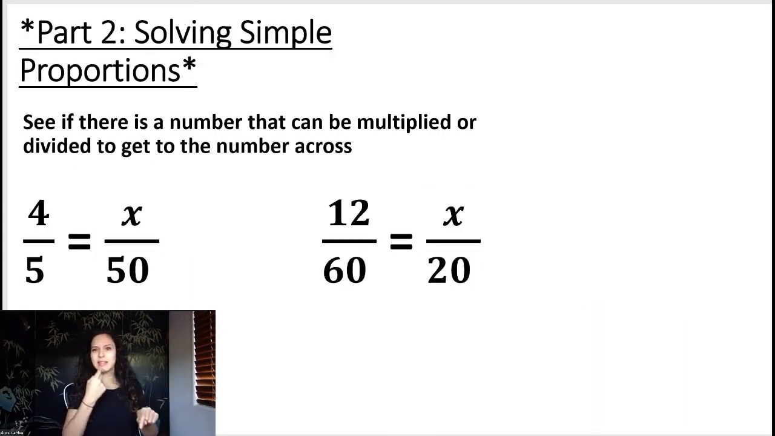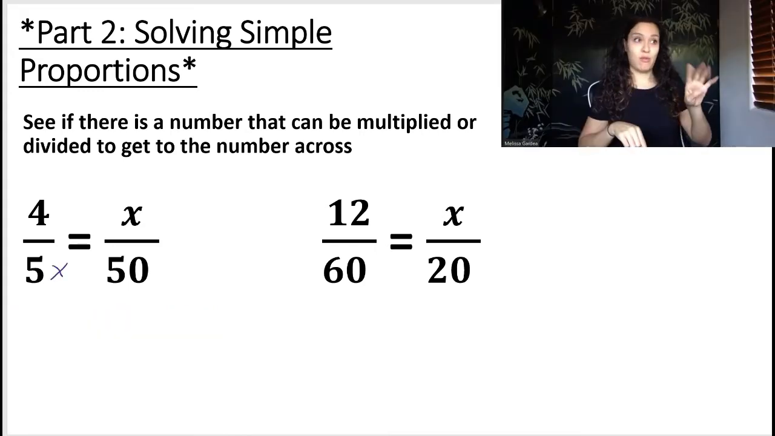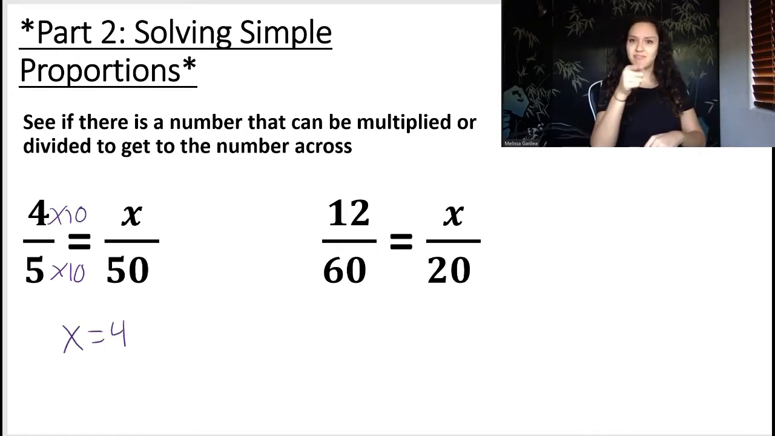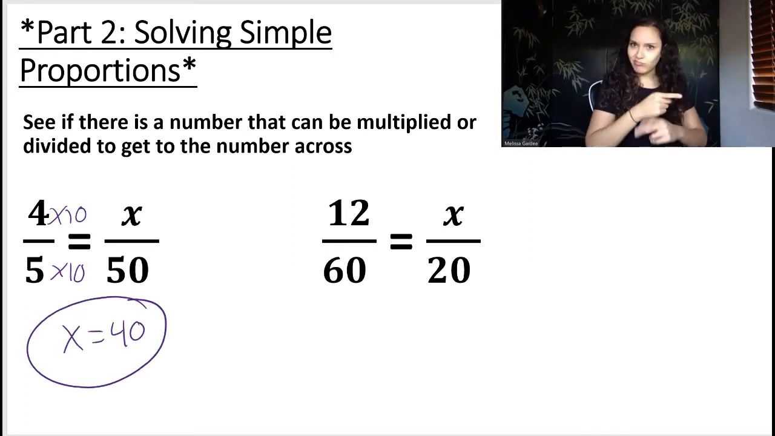All right. So this is just reiterating what I said on the last slide: see if there's a number that could be multiplied or divided to get to the number across. Here, we said, oh, it's times 10. So times 10, so x equals 40. There we go. Make sure you show work of what you're doing.